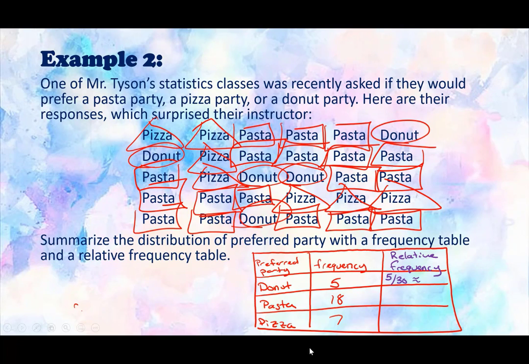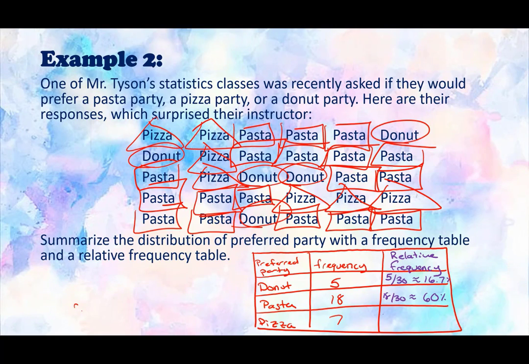And let me just put that in a calculator real quick. That's going to be 16.7%. So 16.7% of the students in Mr. Tyson's class would want a donut party. Now for pasta, we have 18 out of 30, which when you put in a calculator is 60%. So that means that 60% of Mr. Tyson's class wants a pasta party.